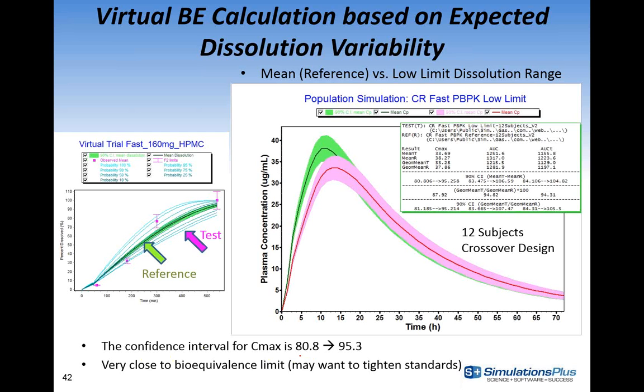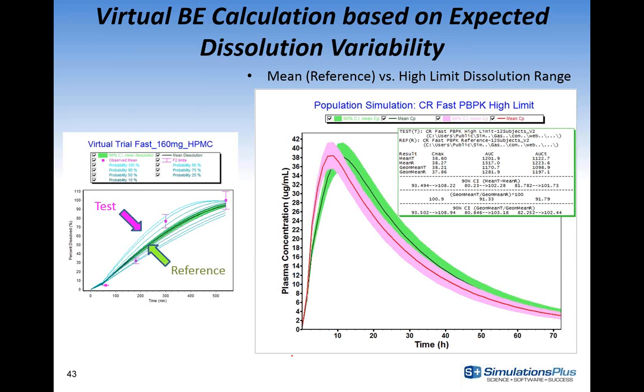The confidence interval for Cmax is 80.8 to 95.3, so it is very close to the bioequivalence limit. So this may indicate to you that you have a perfect specification, or you'd be worried and say that you may want to tighten the standards of your dissolution test, with less variability in the method, and then less content uniformity. This simulation tells you, wow, I'm pretty close to the bioequivalence limit. I certainly don't want to get any more variability in the system, and I may want to tighten up my dissolution specifications and then retest this bioequivalence after I do so.